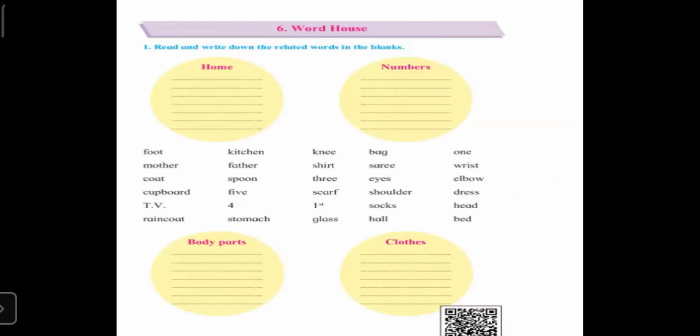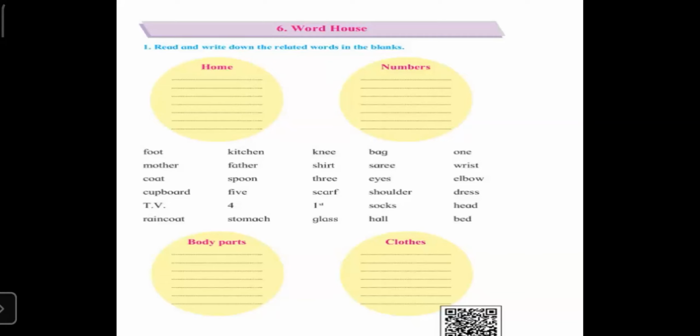So what you will do, you will pick out the words and write in the circles. Which word you will write in the home column? The words related to home, you will write in the home circle. The words related to number, you will write in the number circle. The words related to body parts, you will write in the body parts circle. And the words related to clothes, you will write in the clothes circle. So this is what you are supposed to do, and this is what we have learned yesterday.